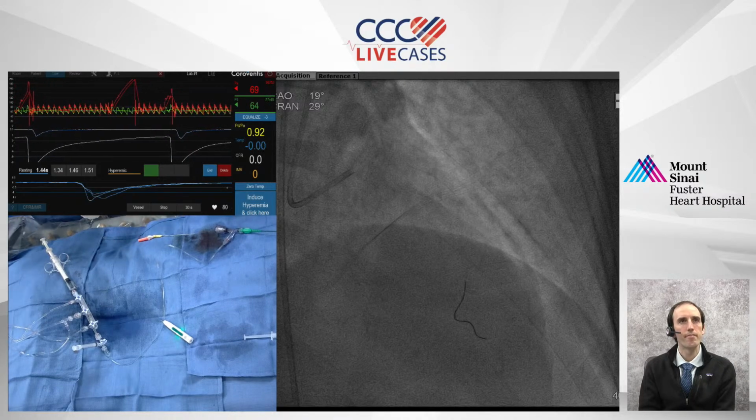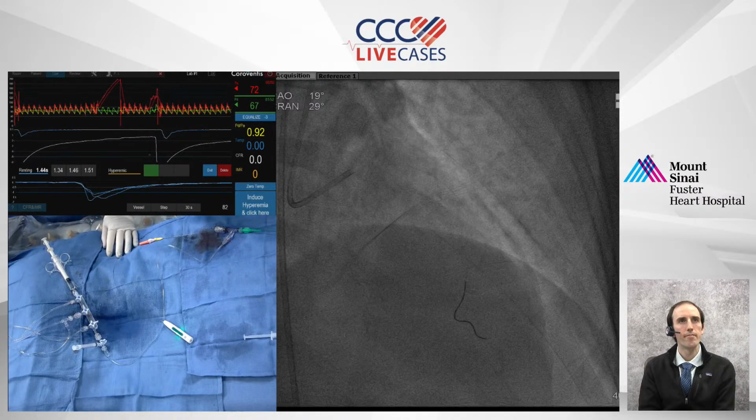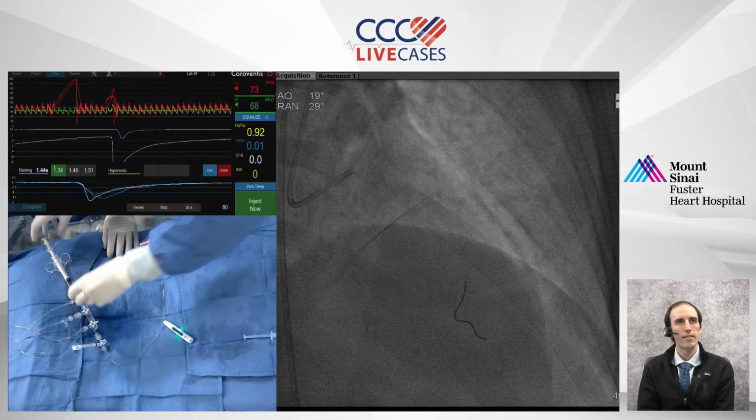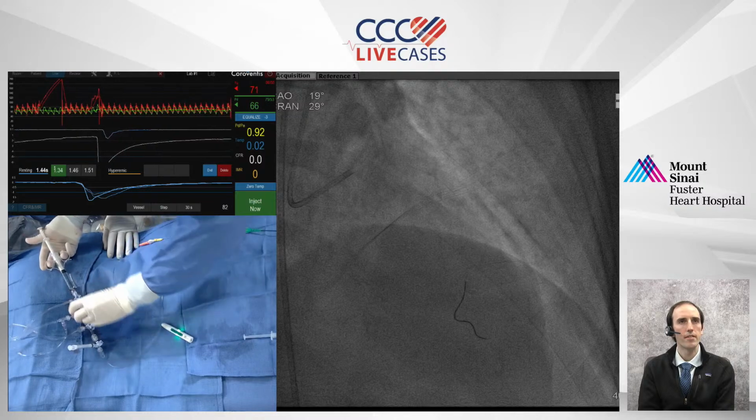Now I'm going to repeat the 1.5. I like to get these within 0.1 of each other. So actually we could repeat the 1.4, 1.3 if that's okay. The nice thing with the software is you just delete the one you don't want.